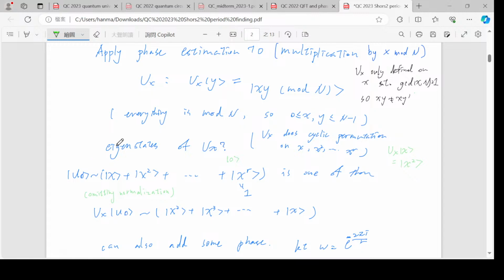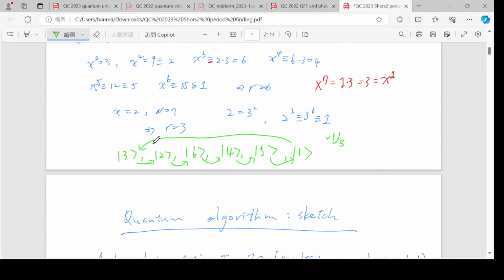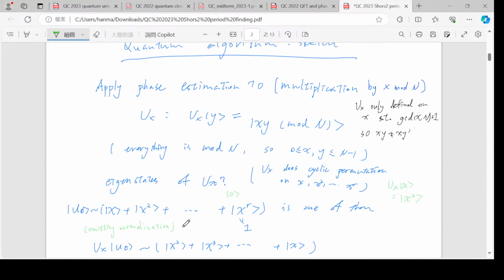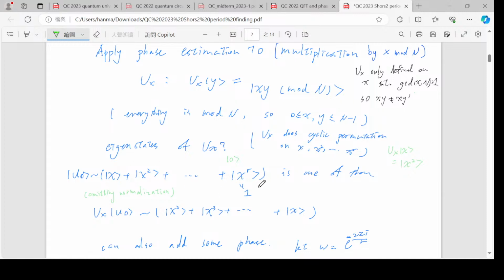Then this state will be an eigenstate of your U. And this state we call u0. You will see what this 0 means very soon. So, the generalization is a superposition of these 6 states. Here we are being lazy, so we should have some normalization. Since there are r states here, it should be 1 over square root r, but we are being lazy and just say normalization. You can calculate it yourself, so we ignore it to make the writing a little easier.